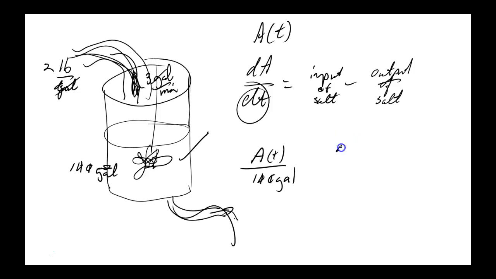So you have the rate of change of the salt content in the tank, dA/dt, is equal to input, which was 6 pounds per minute. Okay, 6 pounds of salt per minute, minus the outflow rate, which was A of t over 100, okay, times, and it was going out at 3 gallons a minute.